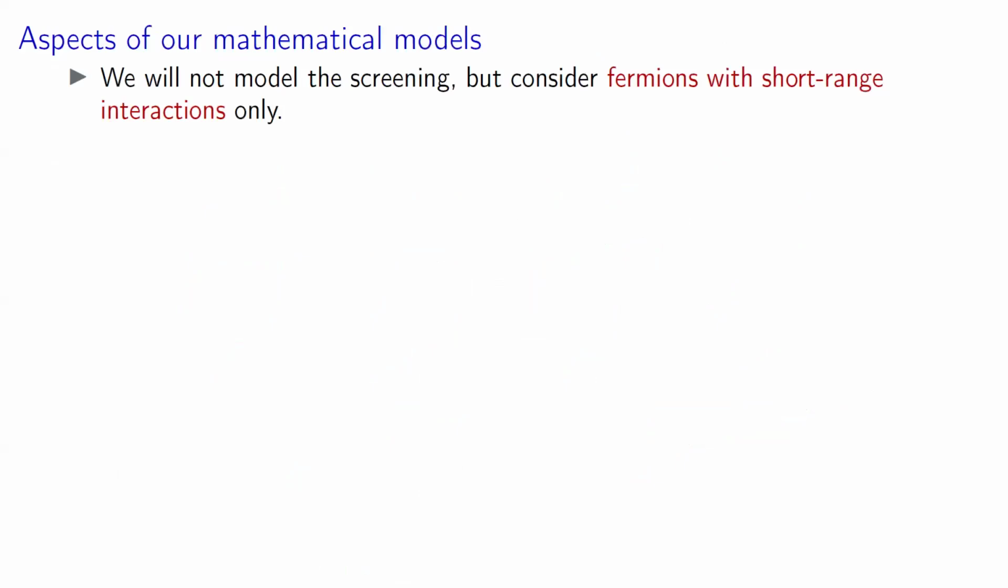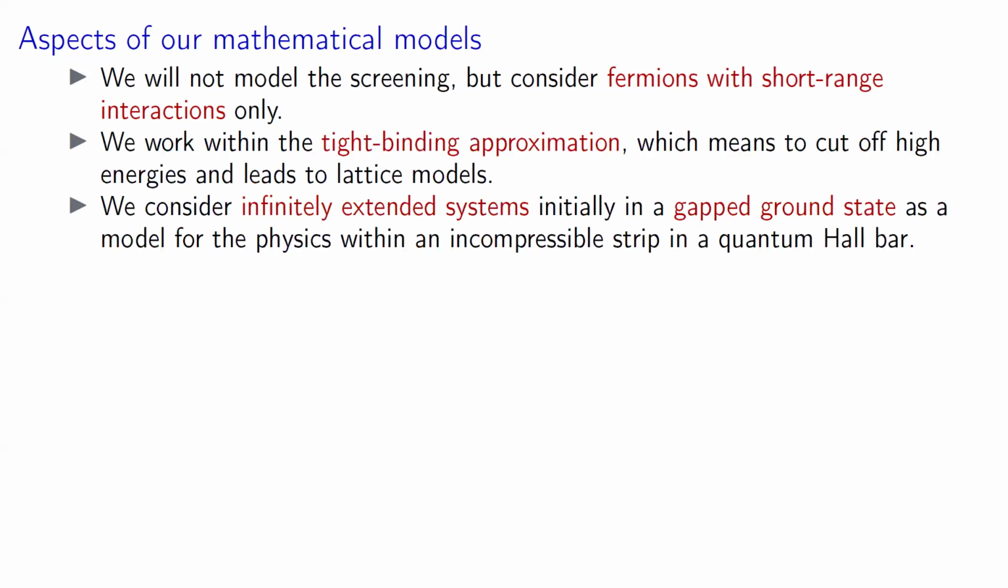Now it took half an hour for this, much more than I wanted. Now let's look at the mathematical models we will address. So first of all, we will not look at fermions or electrons with Coulomb interaction. We will not model the screening. Okay, we will just believe that there are these incompressible strips, and we want to describe the physics within these strips. So we will consider fermions with short range interactions only, because the other problem is just too difficult.